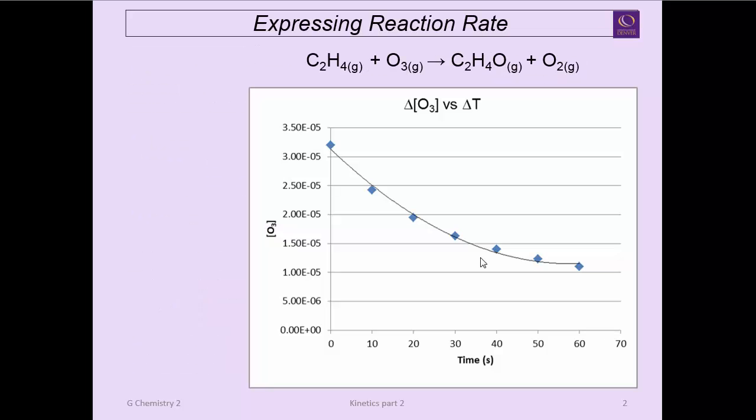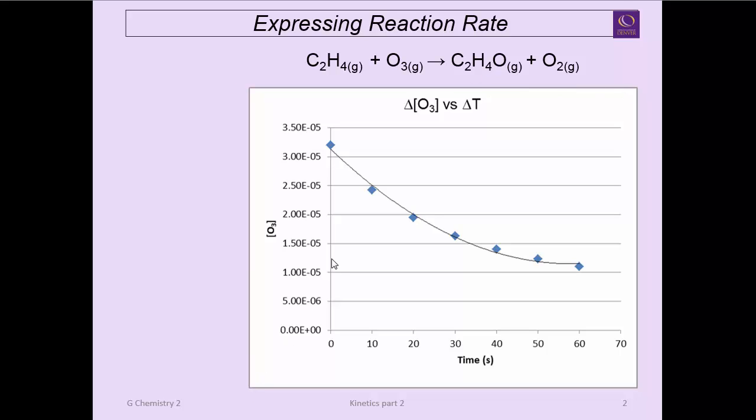So how do you express a reaction rate? We're going to study this reaction where ethylene reacts with ozone. This is the sort of reaction that happens to cause smog. And it makes a cyclic ether called oxirane and releases oxygen as well.